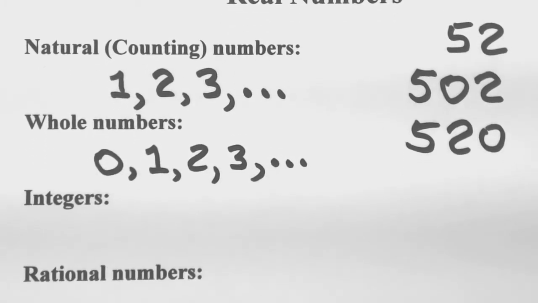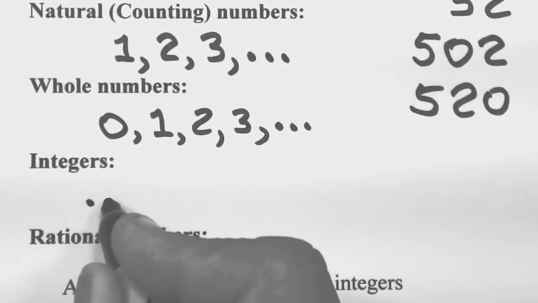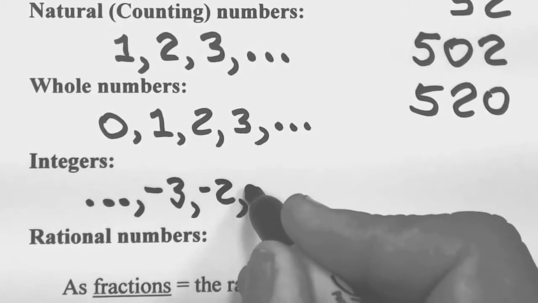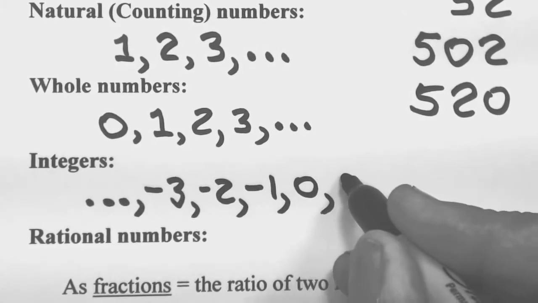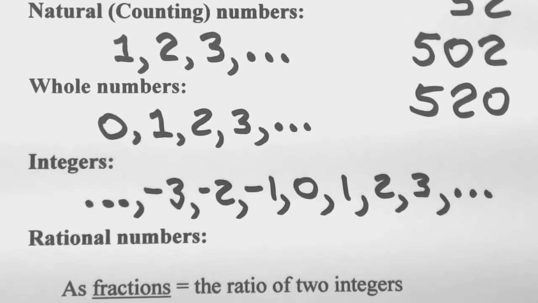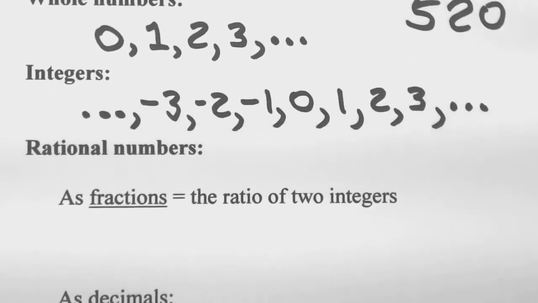Okay, well, next up, the integers. And what we add here are the negative guys. So we could do something like this. Have the 3 ellipsis dots on the left, -3, -2, -1, 0, +1, +2, +3, and the ellipsis dots going off on the right. Okay, well, the integers then include the negative guys, but so far we don't have any fractions or decimals. Well, that changes now when we get to the rational numbers.